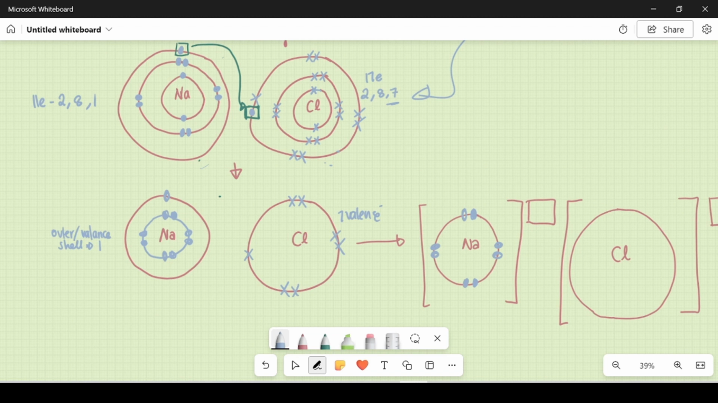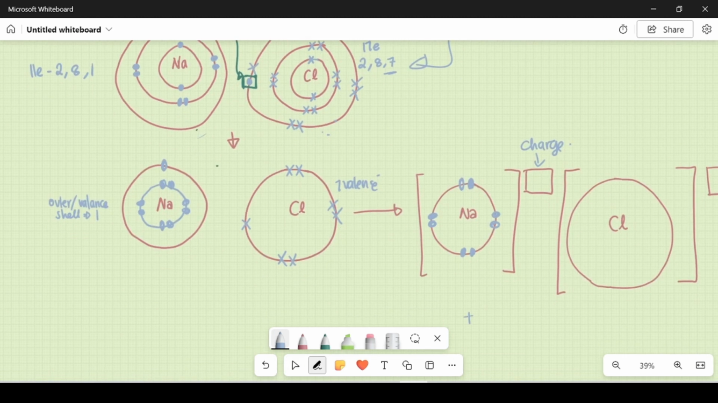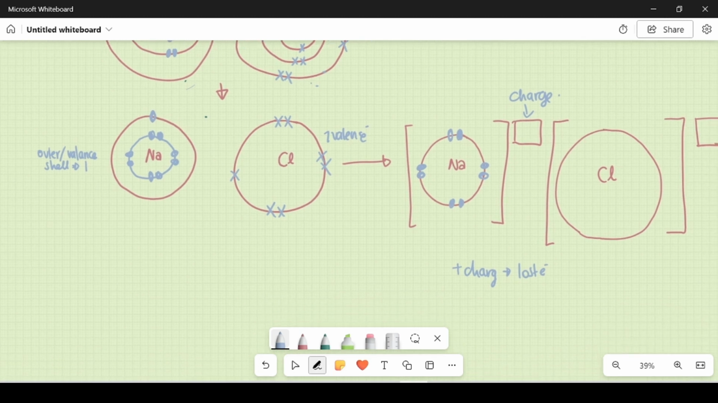And here you want to put in the charge. Okay, what is the charge of sodium? Now be careful. A lot of people would think a positive charge is when you gain electrons, but no, a positive charge means you've lost electrons, because electrons are negatively charged. By losing electrons, an atom can become positively charged, otherwise known as a cation. And a negative charge will be an atom that has gained an electron.